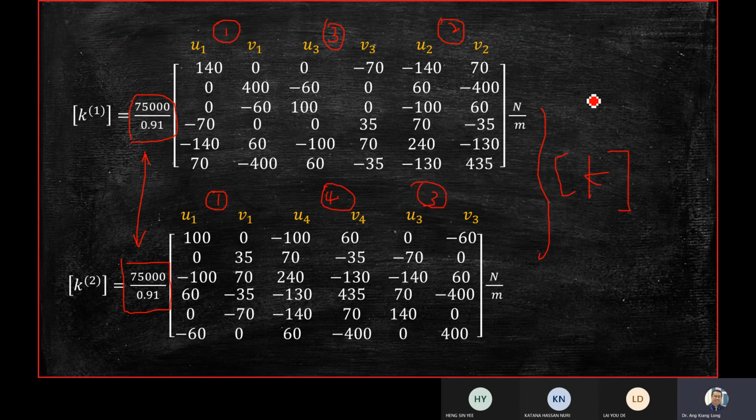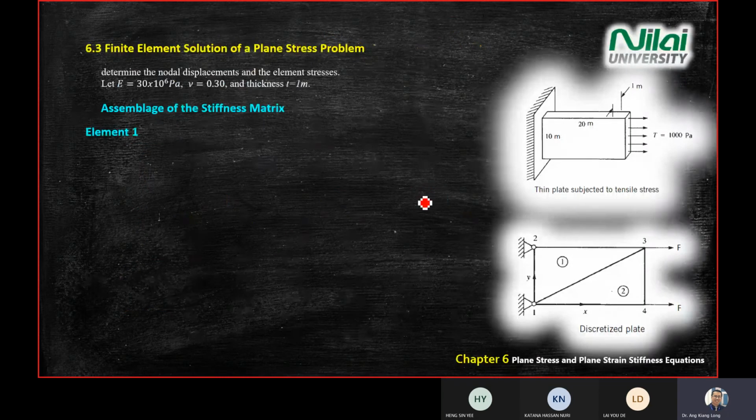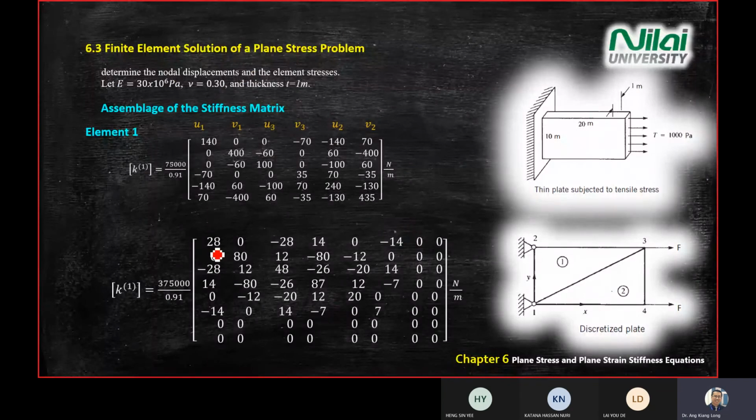So when you superimpose into a global matrix, you should start with node 1, 2, 3, 4. So you need to rearrange according to the coordinate itself. You need to smartly arrange the values according to the coordinate, like what I'll show you on the screen here. I transform my element 1 matrix into U1, V1, U2, V2, U3, V3, U4, V4.